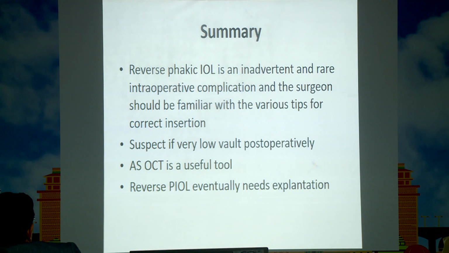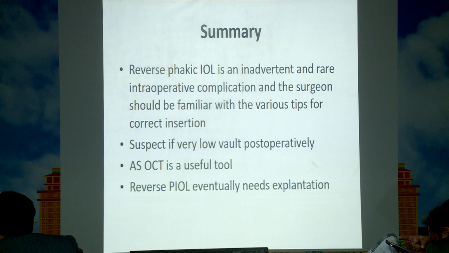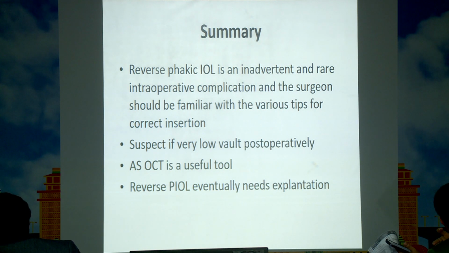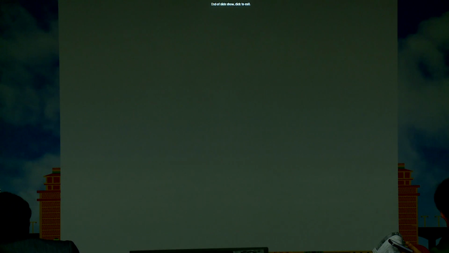Just to summarize, reverse phakic IOL implantation is an important and rare intraoperative complication, particularly for those surgeons who are venturing into phakic IOL implantations. One should be very careful while loading and while injecting the lenses so that you don't end up in a problem. Always suspect it when you find a low vault post-operatively. Anterior segment OCT can be very useful to confirm the diagnosis, and the lens should always be explanted once you get this. So thank you so much.